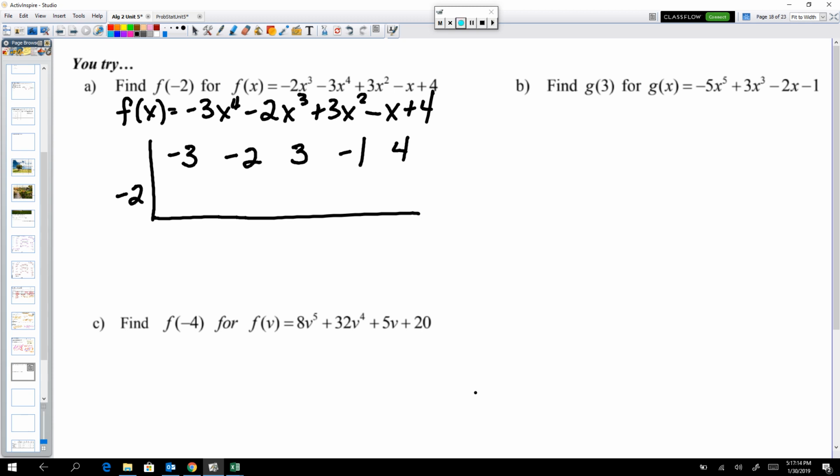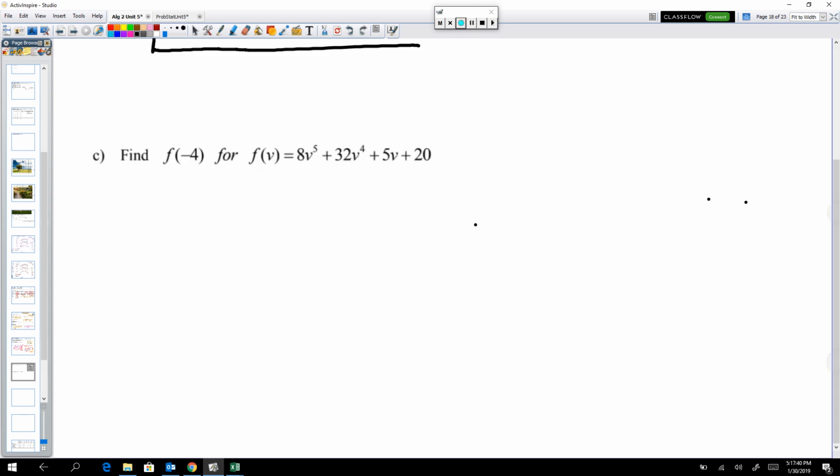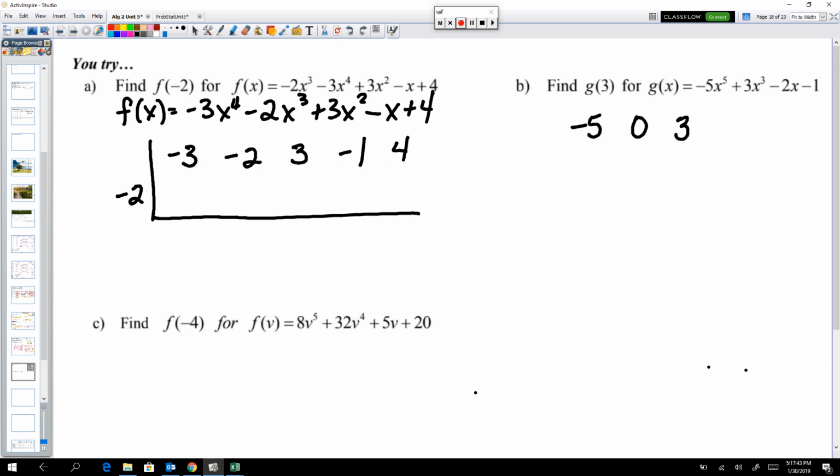And then let me get you set up on the next one as well. We have a -5. Everything looks like it's in power order. I'm good there. On my setup, I have a -5. I don't have an x to the 4th term. I should have a 0 placeholder because I'm missing that x to the 4th term. I have a 3 on the x to the 3rd term. On the x squared term, I'm missing it, so it must be a 0. Oops, sorry about that. So it must be a 0. I have a -2 on the linear term and a -1 for the constant. And I'm trying to evaluate this whole thing at 3.